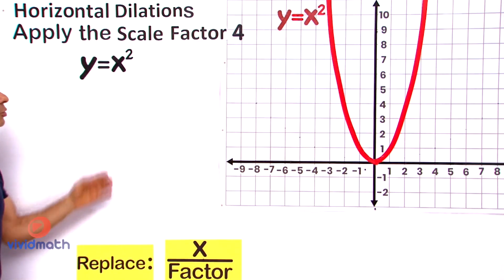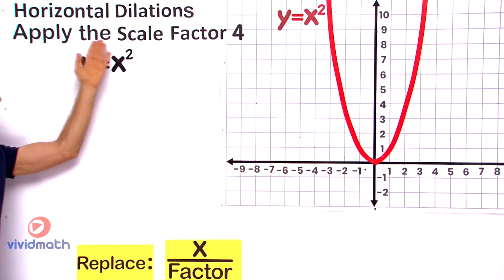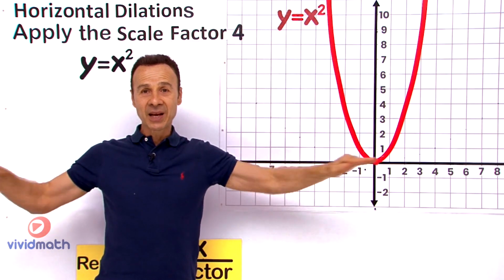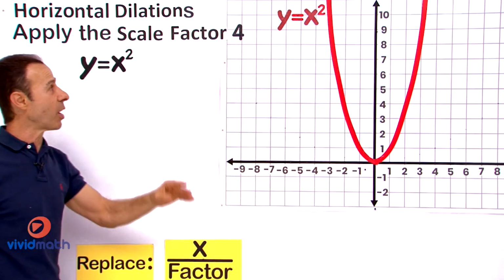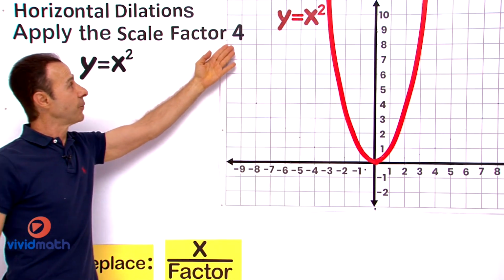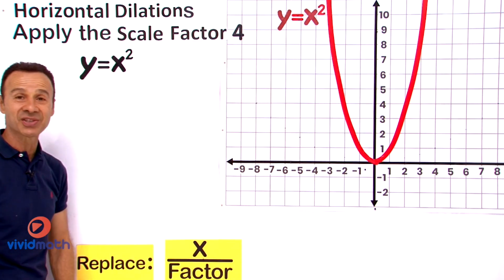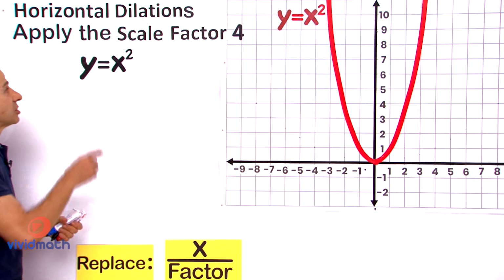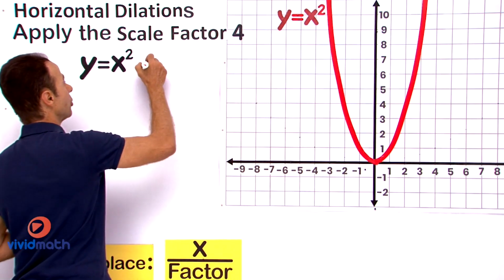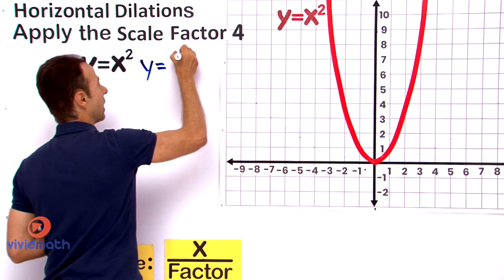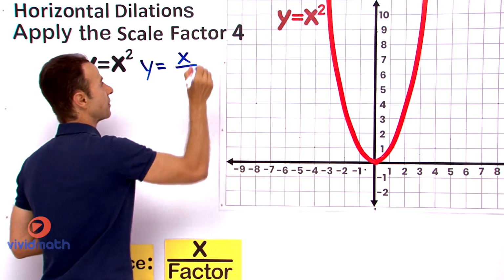All we need to do in order to transform this function by a horizontal scale factor of 4 along the x-axis, from left to right, make it wider, is take that 4 and put it underneath the x. In other words, it's x divided by the scale factor. So it works like this. We have y equals x squared, so all we have to do is go y equals x all over 4.